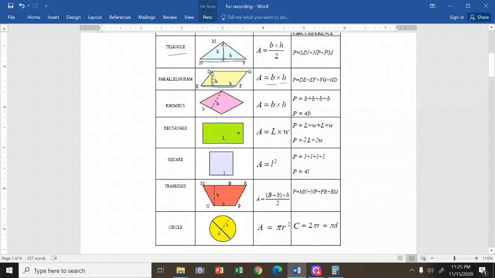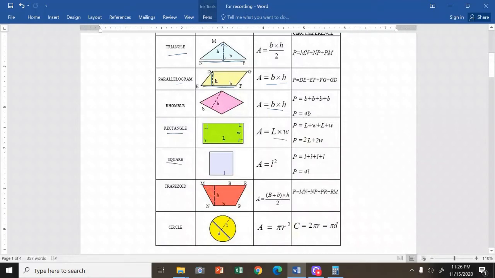Then we also have the area of the rhombus na base times height din. So similar lang siya sa formula ng sa parallelogram. And then for the rectangle, okay, the rectangle is actually also a parallelogram. So, parehas lang sila. Kaya lang sa rectangle kasi, naka 90 degrees yung bawat isang corner. Ayan. So, ito yung isang special case ng parallelogram, which is a rectangle. So, meron tayo ditong formula na length times the width.